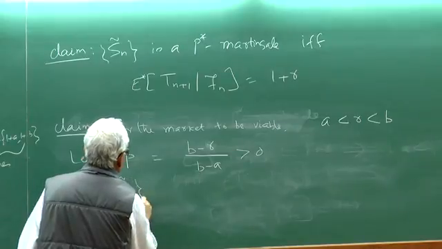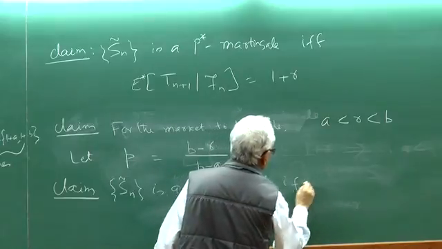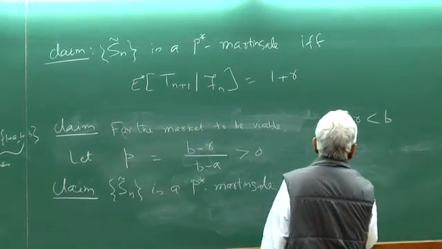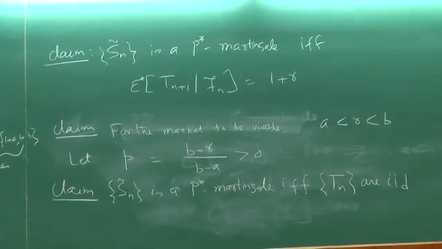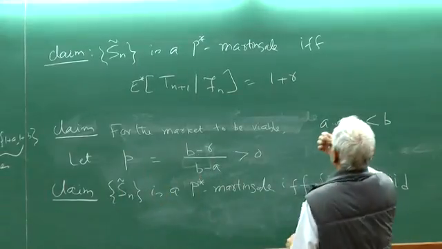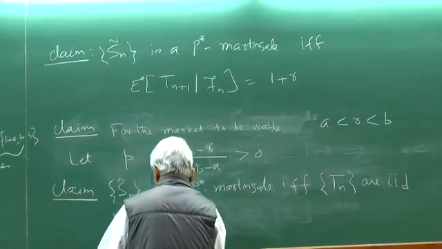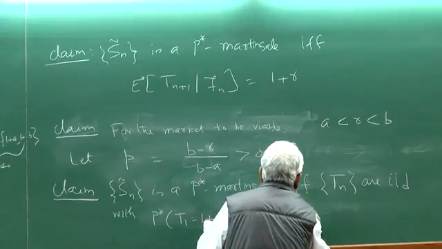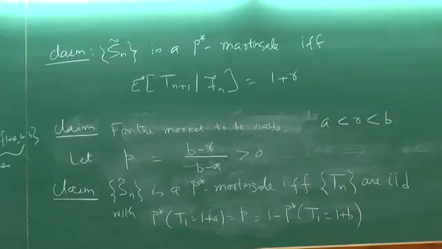Sn tilde is a P star martingale if and only if the Tn's are IID with a given distribution. What is IID? Independent and identically distributed random variables.